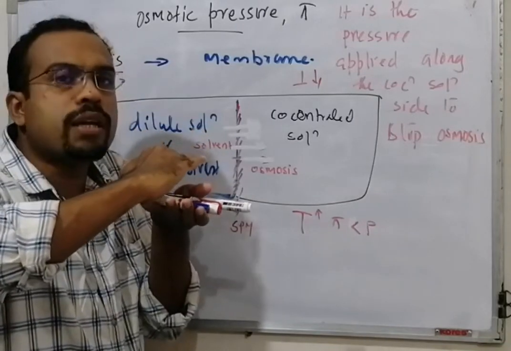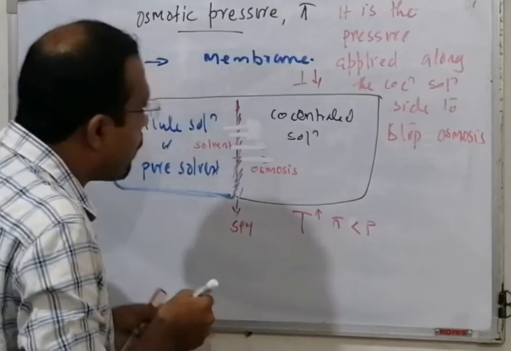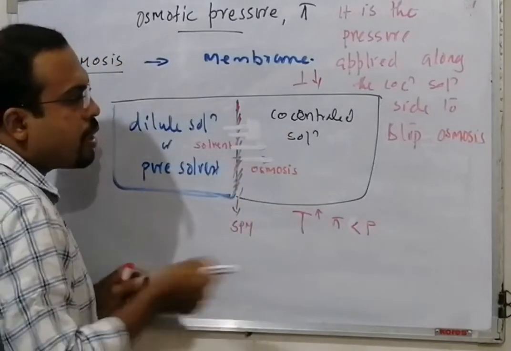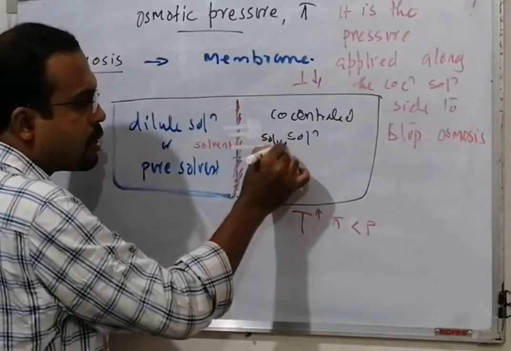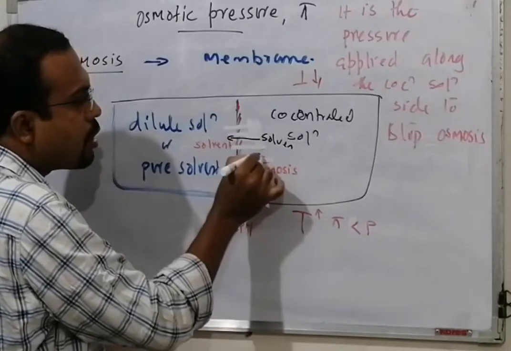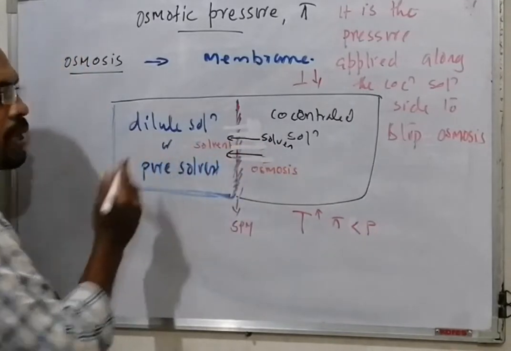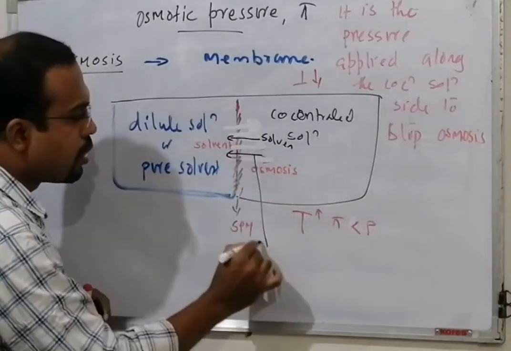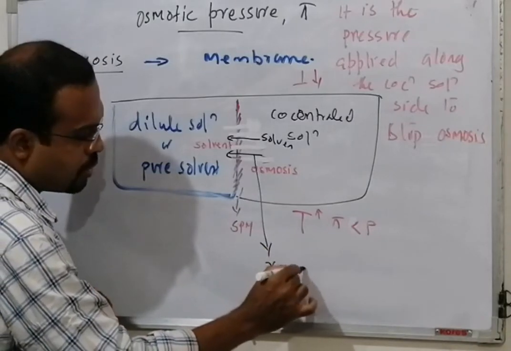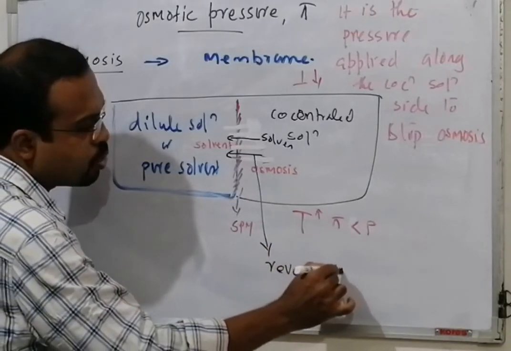I further compress. You know what happens? Concentrated solution means there is solvent present. That solvent started to move towards this region. This is called reverse osmosis.